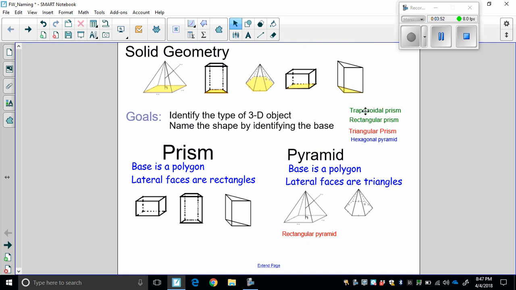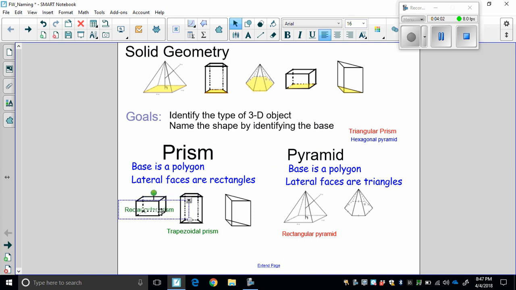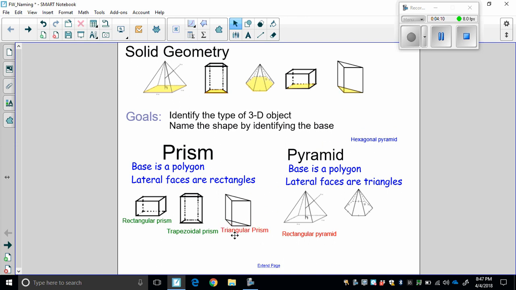So here is a trapezoidal prism. These are the prisms, and this one has a trapezoidal base. This is a rectangular prism, so that goes with this. And since the base of this shape, as you see up here, is a triangle, we call that a triangular prism. And this base here, up here you see it in yellow, has 6 sides, so it's a hexagonal pyramid. So that is a summary of naming pyramids and prisms.